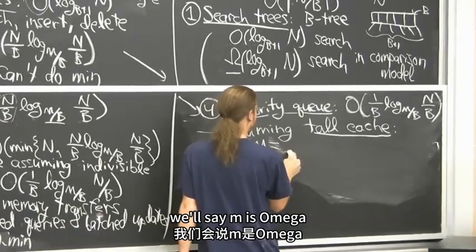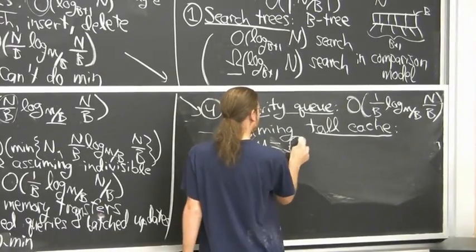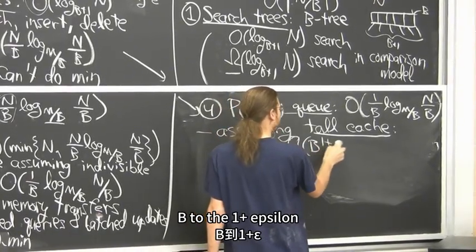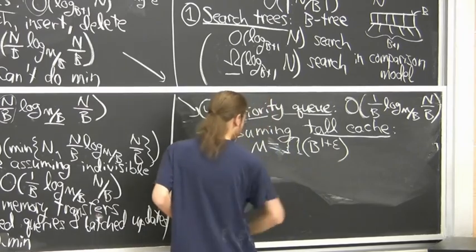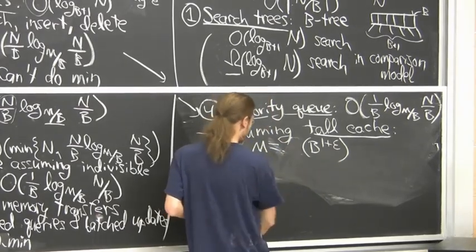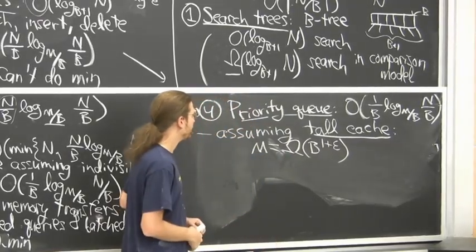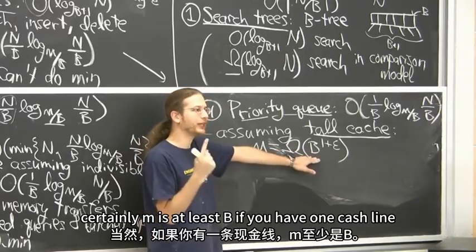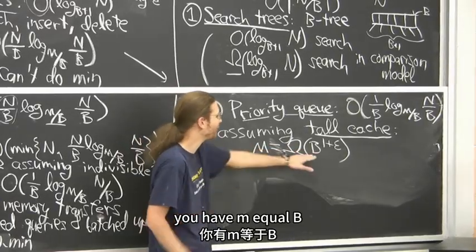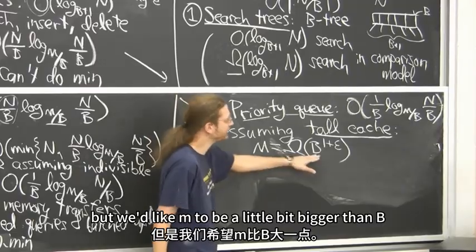We'll say m is omega of b to the 1 plus epsilon. It's an ugly looking omega. Certainly m is at least b. If you have one cache line, you have m equal to b. But we'd like m to be a little bit bigger than b.